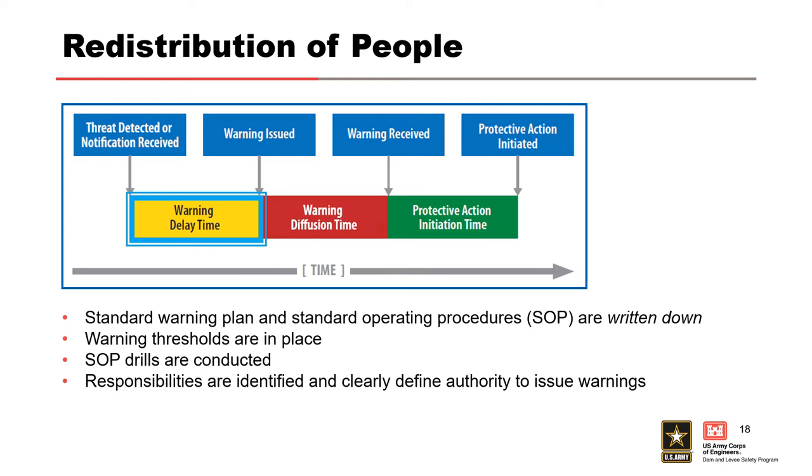So for warning delay time, if you have a warning plan and those are written down, means you planned it, you're not just doing it ad hoc, it's gonna be shorter. You have warning thresholds in place where you thought through ahead of time, hey, if this is what I'm seeing, this is the warning I'm gonna send out. You've practiced, so you don't just have the plan, but you've practiced it. And you have clearly defined responsibilities.